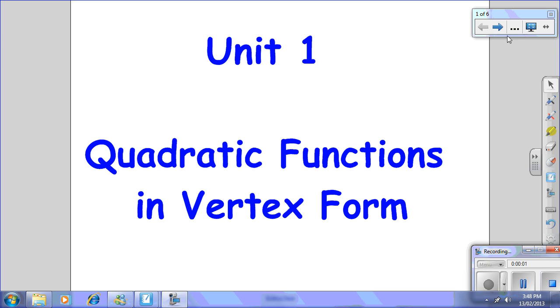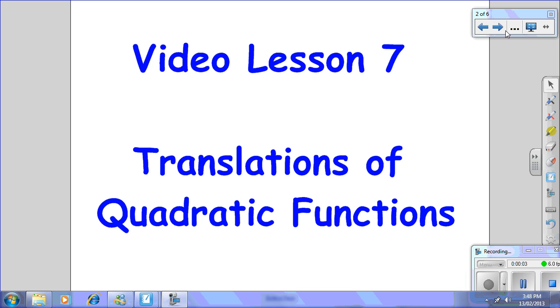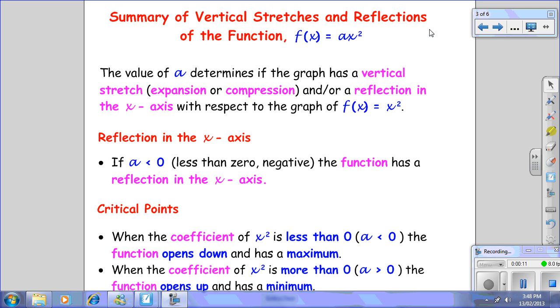With our investigation of quadratic functions in vertex form. In tomorrow's class, we're going to look at what are called translations of quadratic functions. But for tonight, I thought I'd give you a break and give you a recap of what we learned about vertical stretches and reflections of the function f(x) = ax².